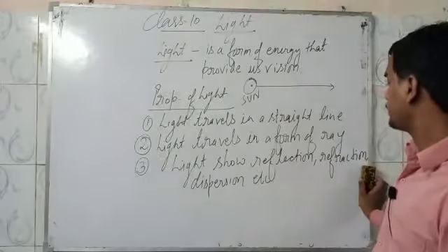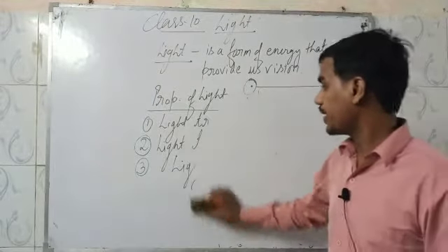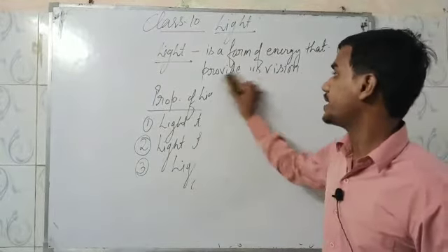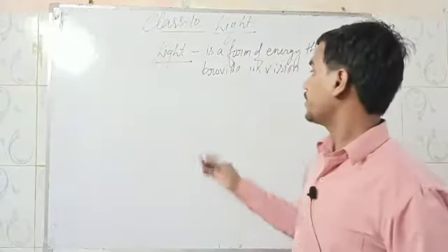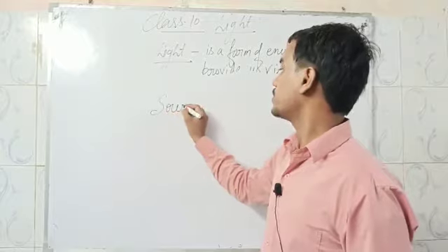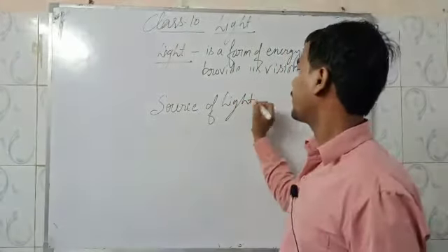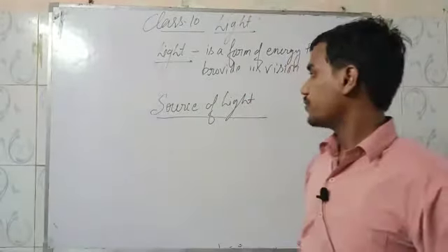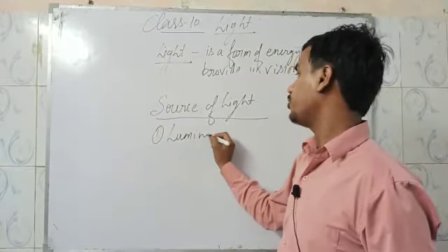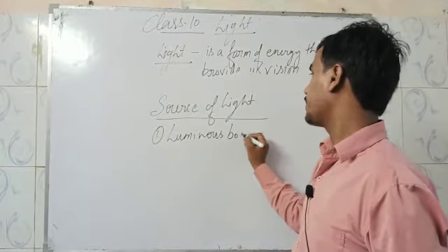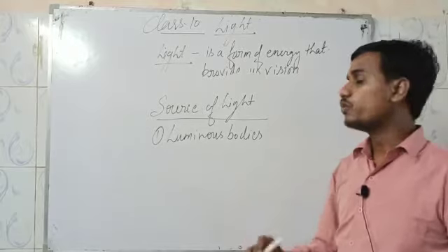Is that clear? Now let's talk about the sources. What are the sources of light? Sources means that through which we get something. So if we talk about sources of light, there will be luminous bodies. What are luminous bodies? Luminous bodies are the bodies that have their own light.